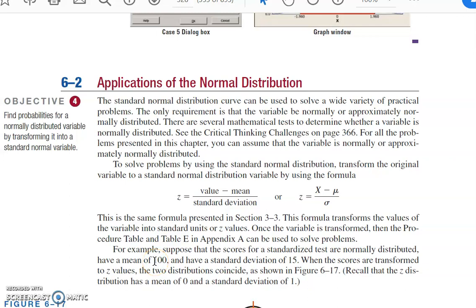Okay, welcome back, folks. This is section 6-2. This is video number 1, and just for the record, chapter or section 6.2 is applications of the normal distribution.